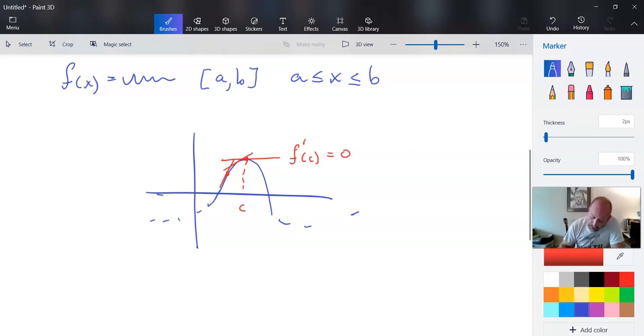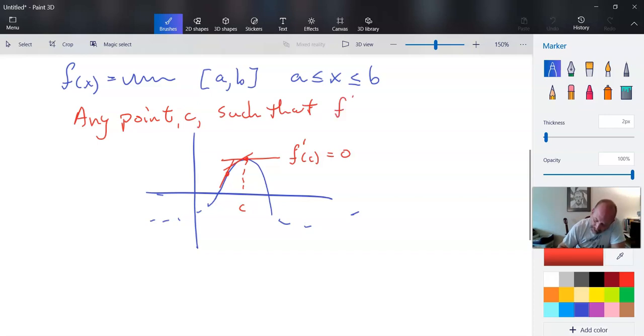So any point C such that f prime of C is equal to 0 or is undefined is a critical point.